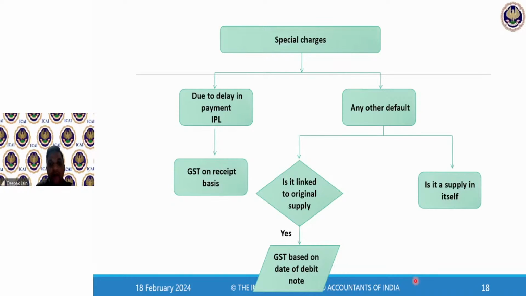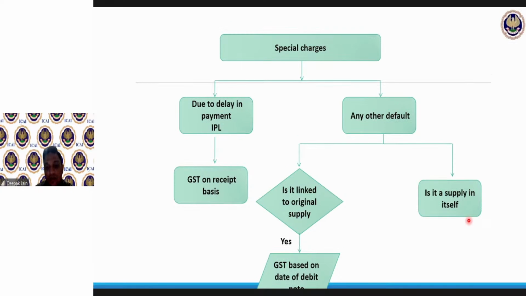Now, if there's any other supply which is not linked to the supply, then you have to determine whether it's a supply itself or not. Anything linked to the supply, like in my case, installation, it is linked, then the date of this debit note will become the time of supply. Clear on supply of goods?